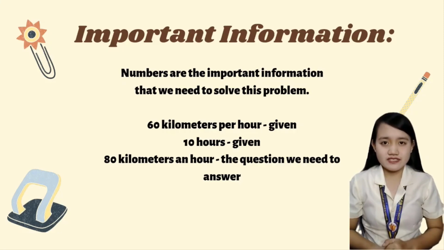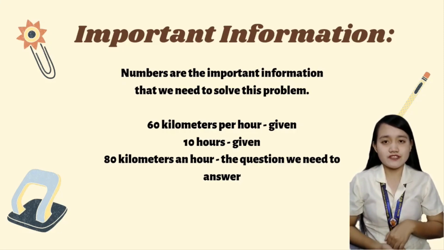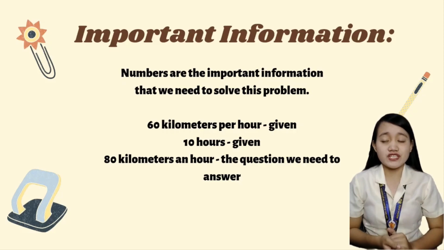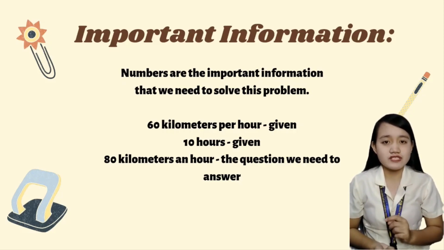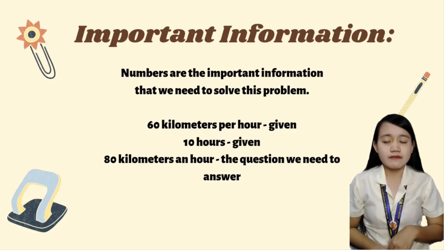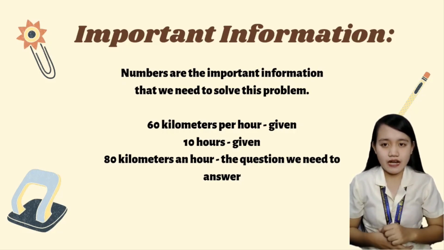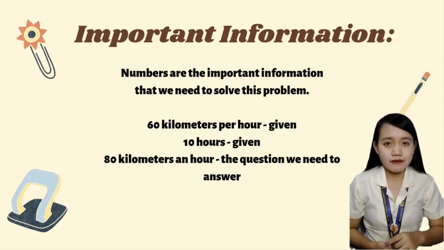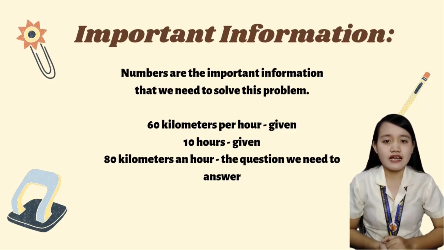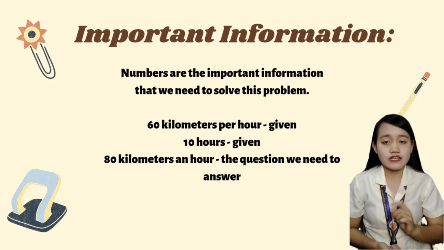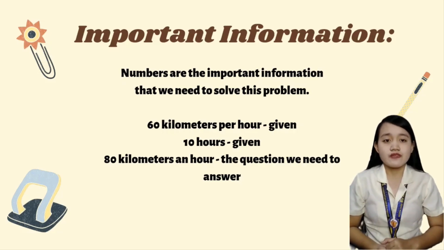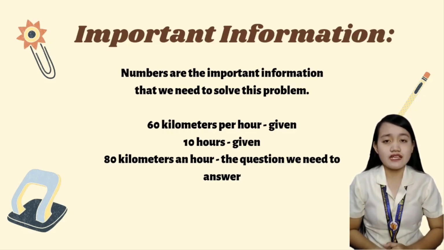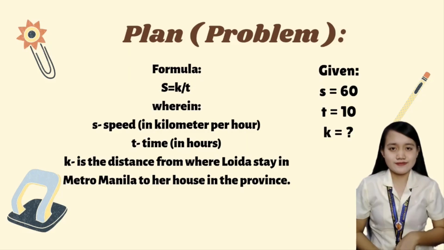For our third step, which is important information, we need to find out what is the important information in our problem. The information needed to solve this problem are the numbers. The numbers 60 kilometers per hour and 10 hours are given in the problem, and 80 kilometers an hour is the one we need to use to answer the question. Those are the numbers needed to solve the problem. And take note that when looking for numbers, we have to be sure to eliminate any unnecessary information.